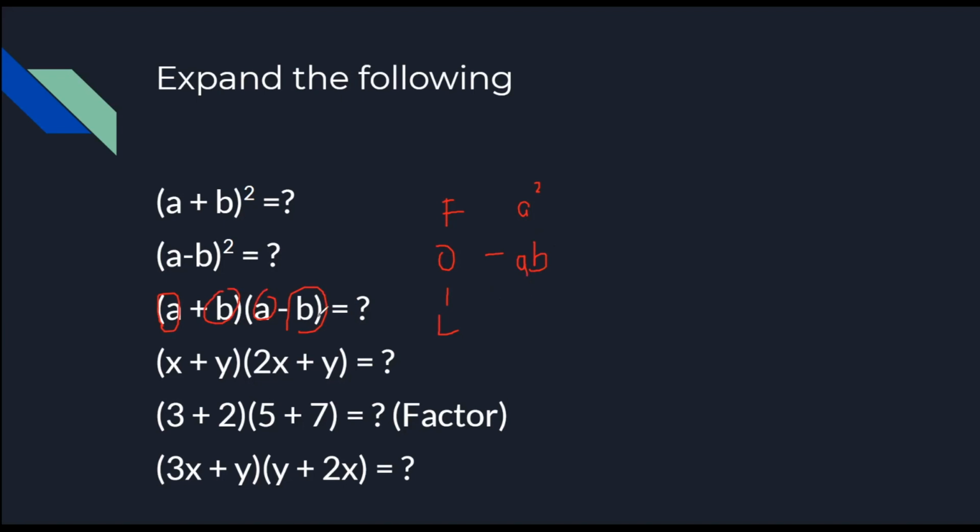Remember that when you're multiplying two numbers, you have to keep in mind the sign right in front of the numbers, okay? So this will be positive ab, and the last elements will be b times negative b, which is negative b squared. But when you add these together, you notice that ab and negative ab cancel out. So you're left with a plus b times a minus b is actually equal to a squared minus b squared.